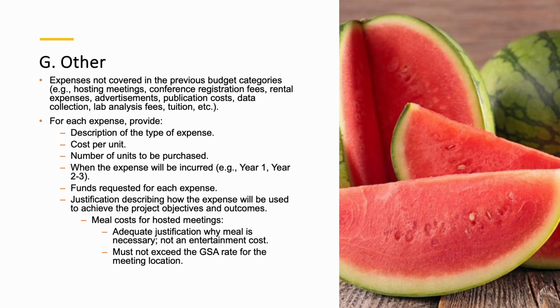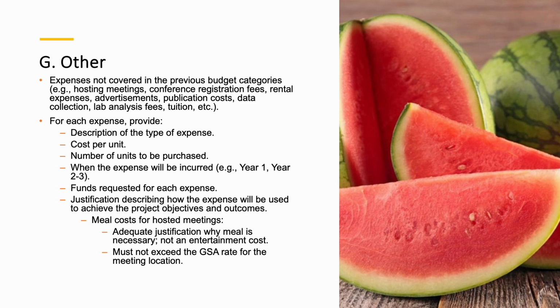In the table provided, enter a description of the expense, the cost per unit, the number of units to be purchased, when the expense will be expected, and the funds requested. For each expense listed in the table, provide a justification describing how it will be used to achieve the project objectives and outcomes. Lastly, identify the objective numbers from the project objectives and work plan template for each expense listed.